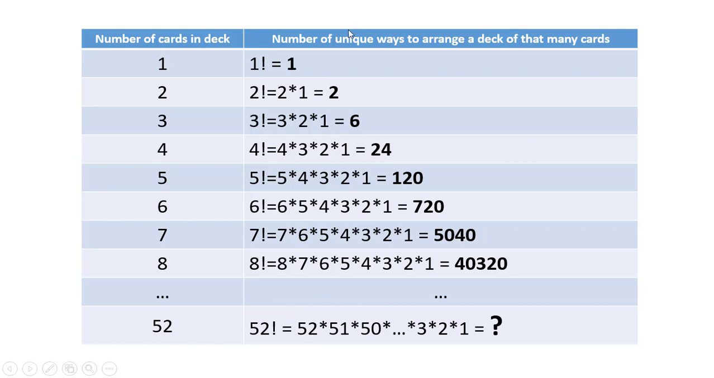The number of unique ways to arrange that many cards is 52 times 51 times 50 times and so on, down to times 3 times 2 times 1. And we stopped with what that was equal to.